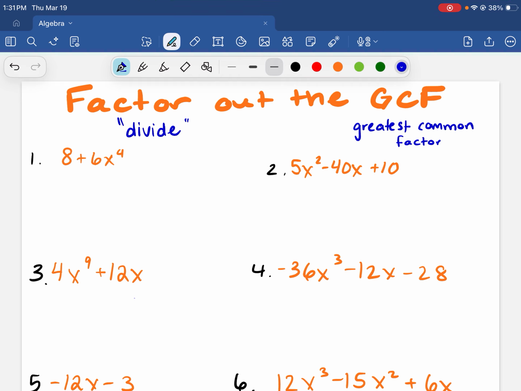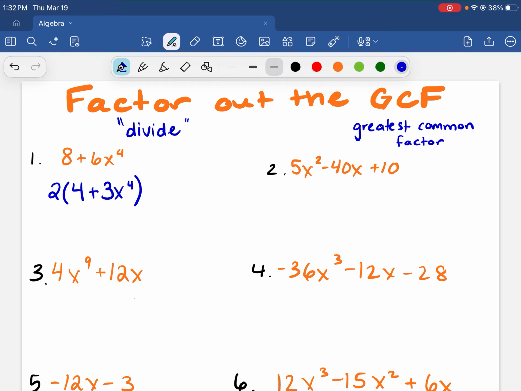So for number one, we have a binomial. We have two terms here, 8 and then 6x to the fourth power. 8 and 6 are really all I'm going to look at here, the constant and the coefficient. They're both divisible by 1 and by 2. 2 is the greater number. So I'm going to factor out or divide out a 2, and that'll stay up front of a parenthesis. 8 divided by 2 is 4, so I have 4 left, plus 6 divided by 2 is 3, and I'll keep my x to the fourth power there as well. So we just factored out the greatest common factor.